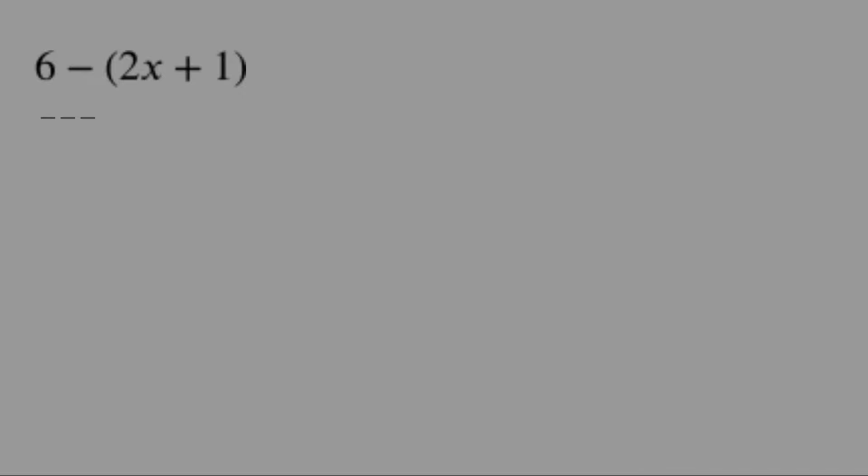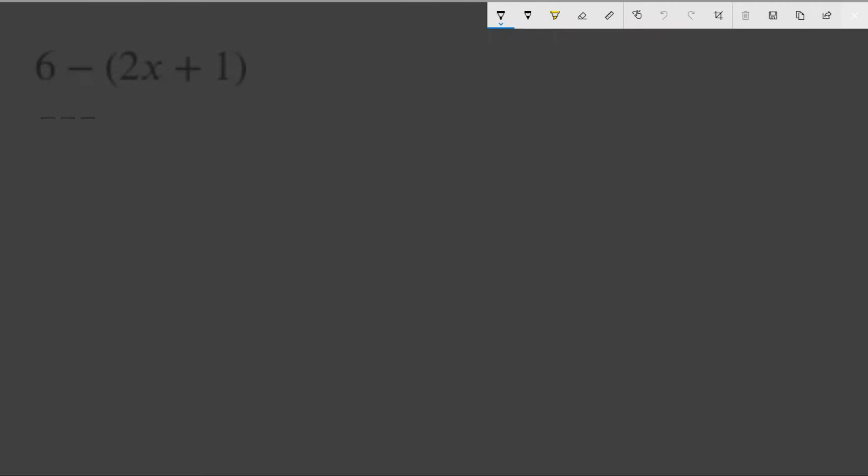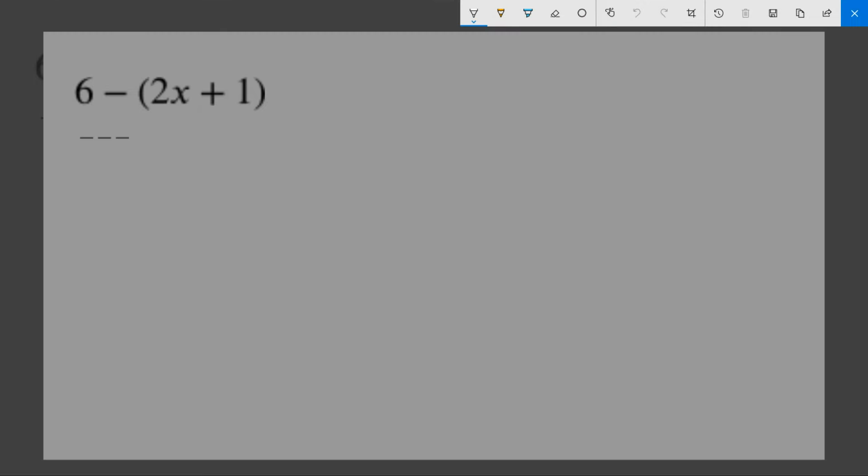Alright. This one. Again, when we have just a minus sign in front of the parentheses, it doesn't look like you're distributing anything, but really you are. There is a 1 between the minus sign and the parentheses. So this is 6 minus 1 times 2x plus 1. Or we would just say 6 minus the group 2x plus 1.